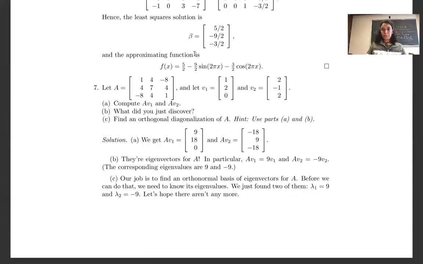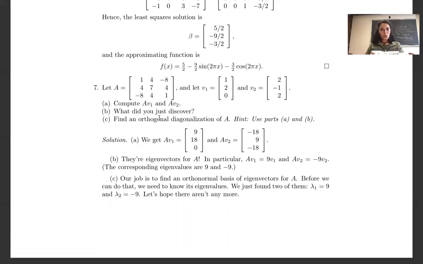All right. So look at 7. We have a matrix A, it's a 3x3 matrix. We have two vectors, V1 and V2. The question has three sections. We say compute V1, AV2. Okay, it's easy. What did you just discover? Okay, we will see. Find an orthogonal diagonalization of A.